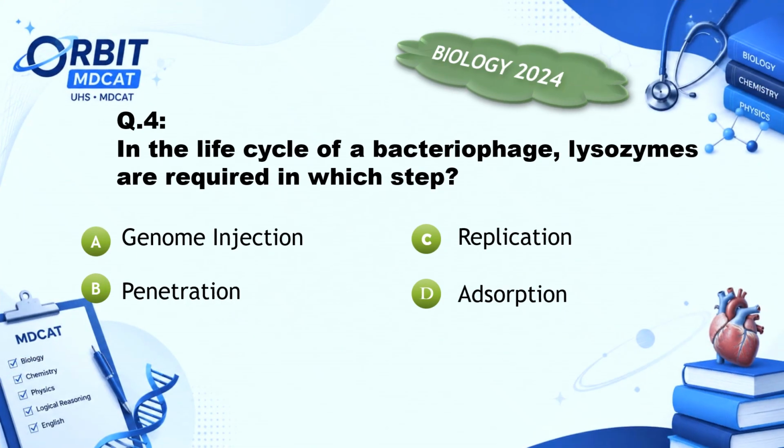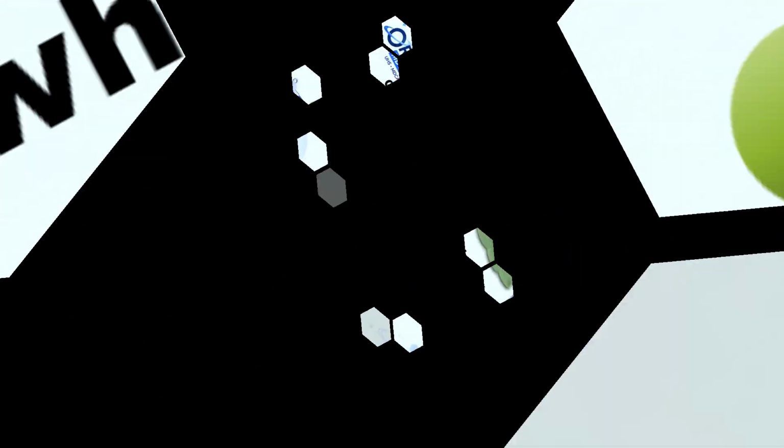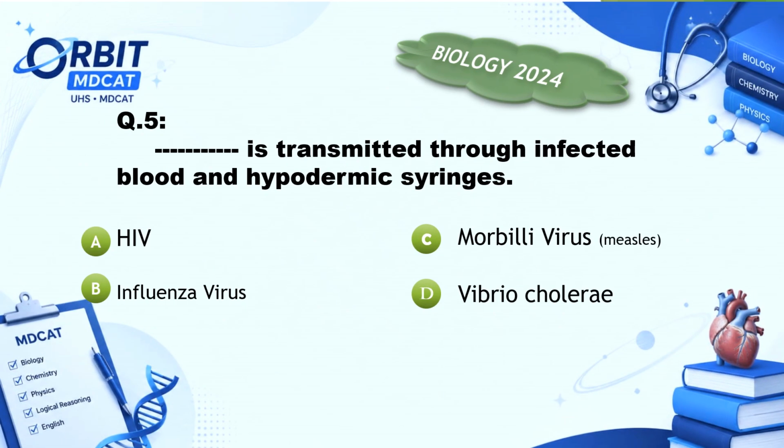Question number 4: in the life cycle of a bacteriophage, lysozymes are required in which step? A. Genome injection, B. Penetration, C. Replication, D. Adsorption. Question number 5: dash is transmitted through infected blood and hypodermic syringes. A. HIV, B. Influenza virus, C. Morbillivirus, D. Vibrio cholera.